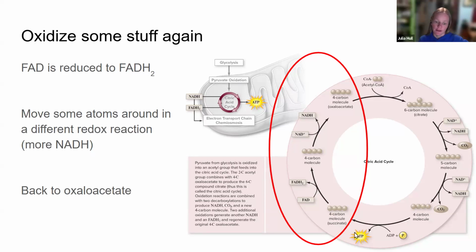FADH2s and our boy ATP, right? First cycle, 1, second cycle, 2. So altogether, we have 4 carbon dioxide molecules, 6 NADH, 2 FADH2, and 2 ATP molecules at the end of the citric acid cycle.